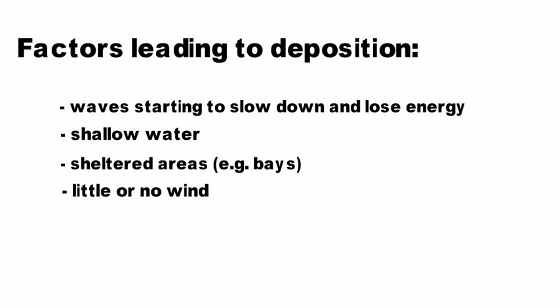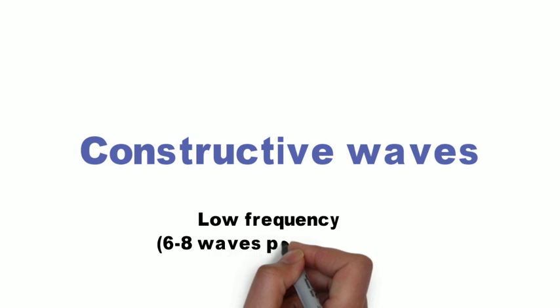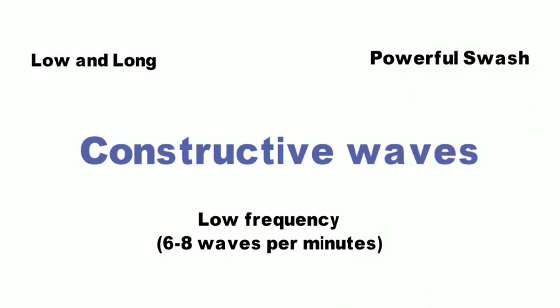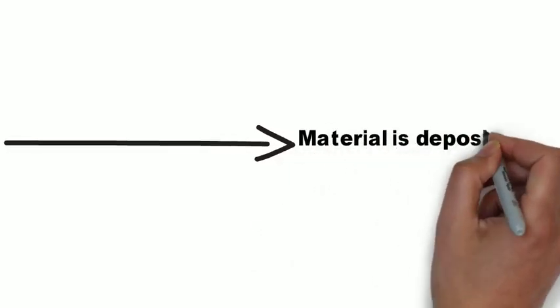Waves that deposit more material than they erode are called constructive waves. They have a low frequency, 6 to 8 waves per minute. They're low and long. The swash is powerful, and it carries material up the coast, as well as having a weaker backwash. It doesn't take a lot of material back down the coast. This means material is deposited on the coast.